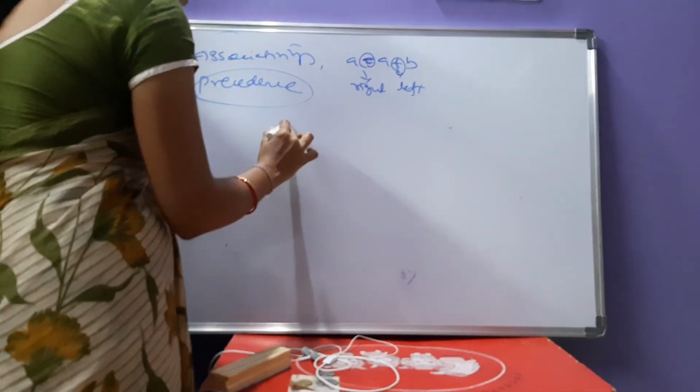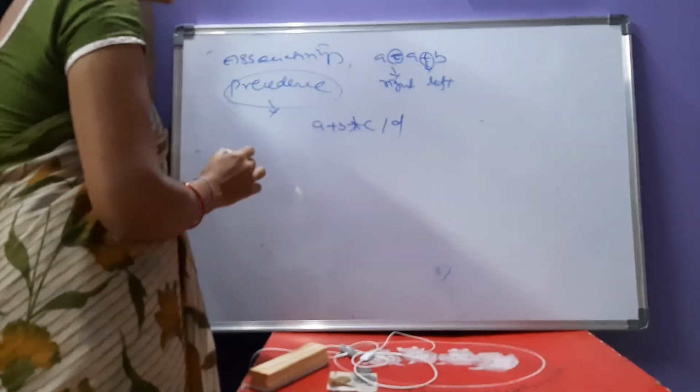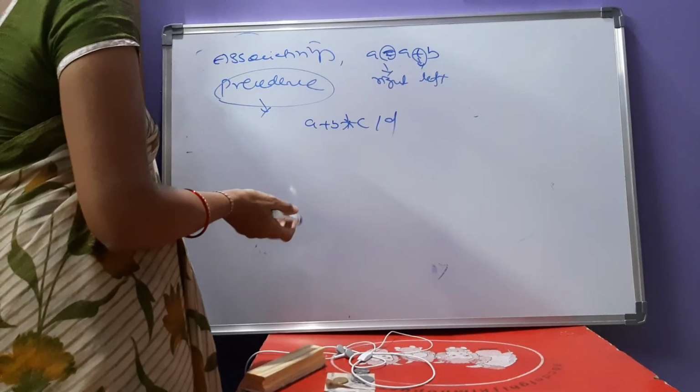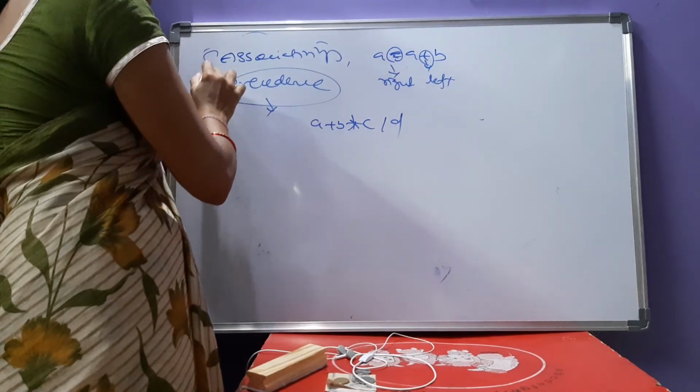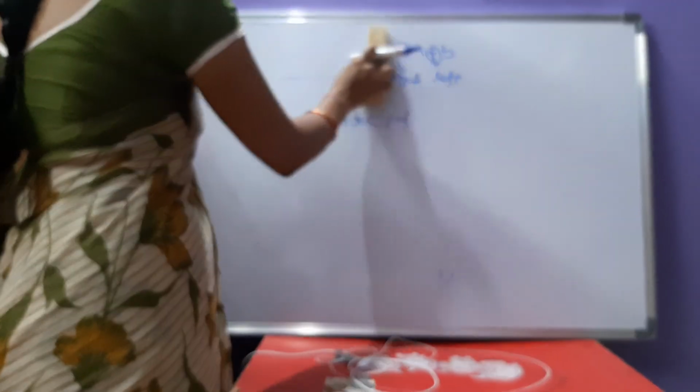And coming to precedence also. Precedence means, suppose if the expression is like this, which part is evaluated first? Based on these precedence rules, which are called operator precedence, we decide which operator has the highest priority and which has the lowest priority. This we also have to discuss in the next class. So this is about the different types of operators.